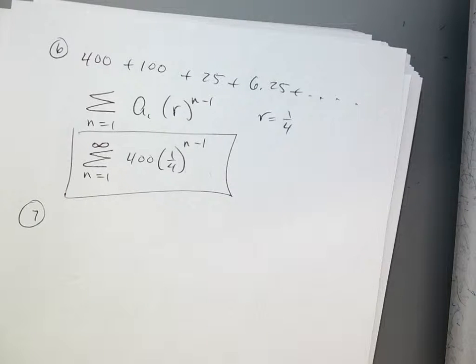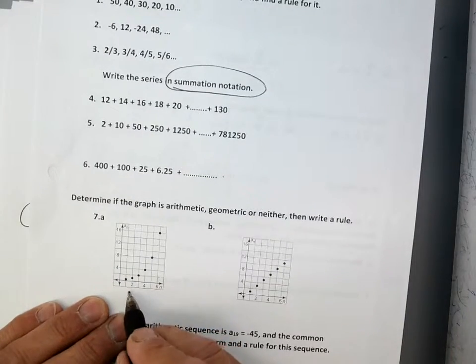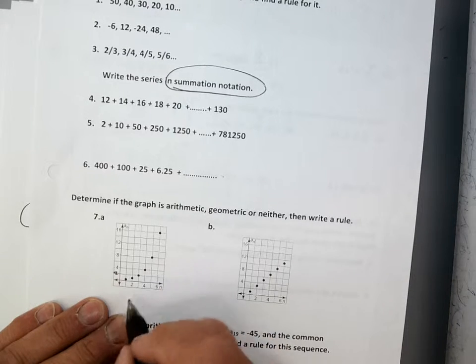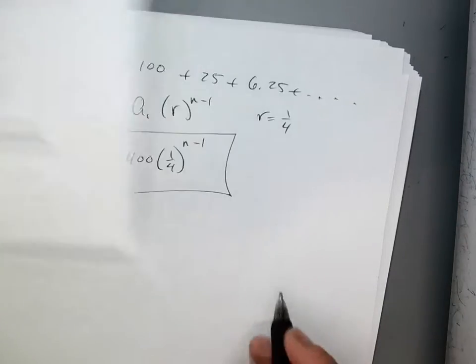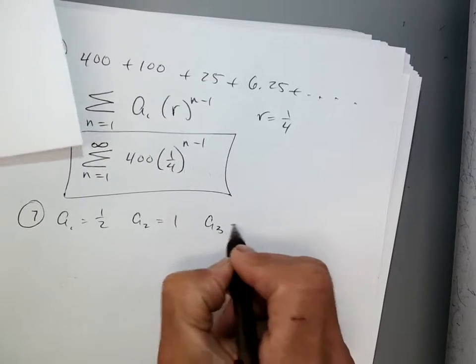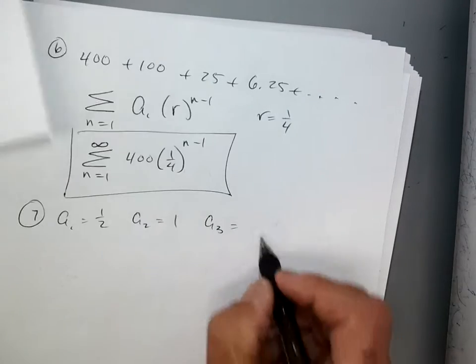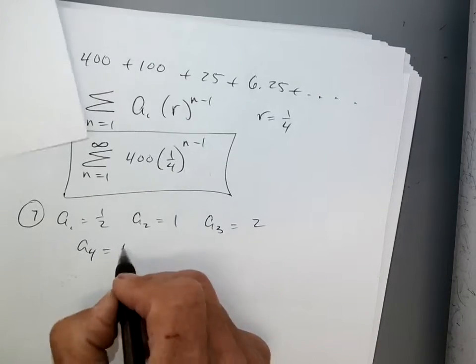All right, 7. Let's check out 7, okay? So if I look at 7, looks like my first term is, see, these go by 2's, right? So my first term looks like 1/2 maybe, then 1, then 2. So I think for 7, A1 is 1/2. I think A2 is 1. I think A3 is 2. I think A4 is 4. A5 is 8.